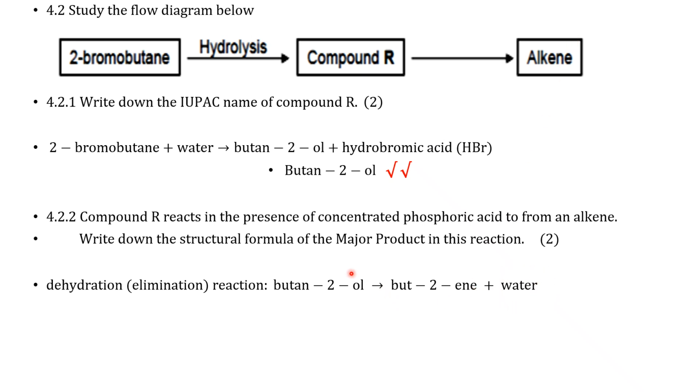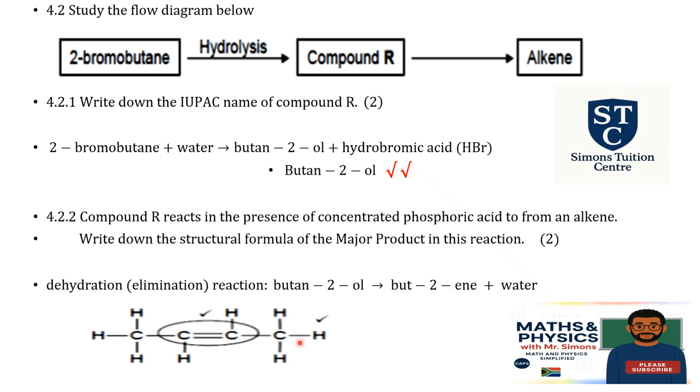Butan-2-ol became but-2-ene, so therefore it had to lose water. And if you don't believe me, as you get older, if you drink too much, you feel very dehydrated the next day, so you lose a lot of water. So butan-2-ol forms but-2-ene plus water. The major product here is but-2-ene.